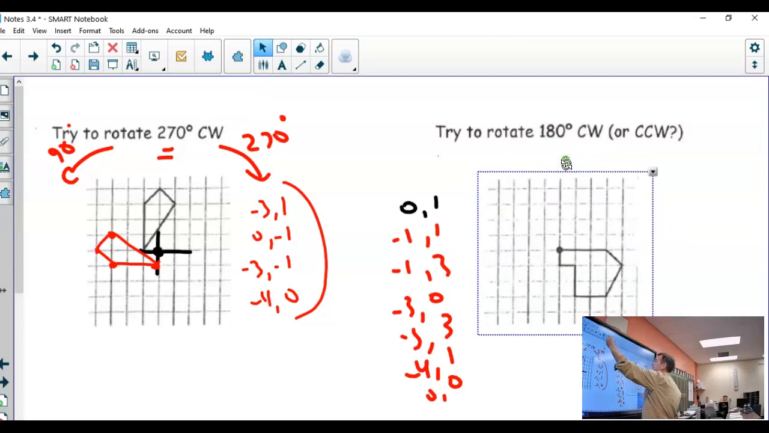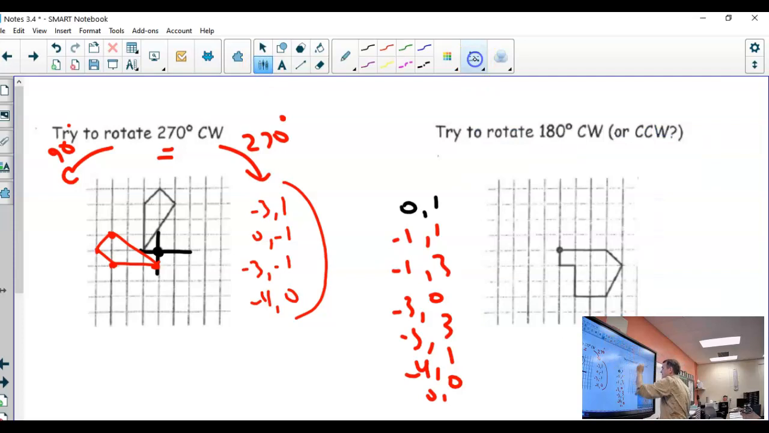Boom. And let me graph those points again. So 0, 1, negative 1, 1, negative 1, 3. I'm just pretending that this point right here in the middle is the origin. Negative 3, 0. Negative 3, 3. Negative 4, 1. And 0, 0. Did I do it right? I hope so. So there is my shape, rotated 180 degrees clockwise or counterclockwise because it would be the same thing.